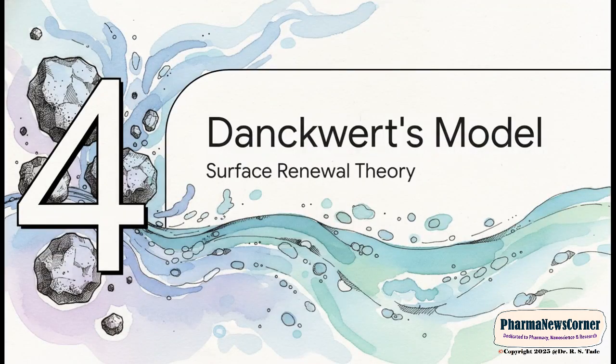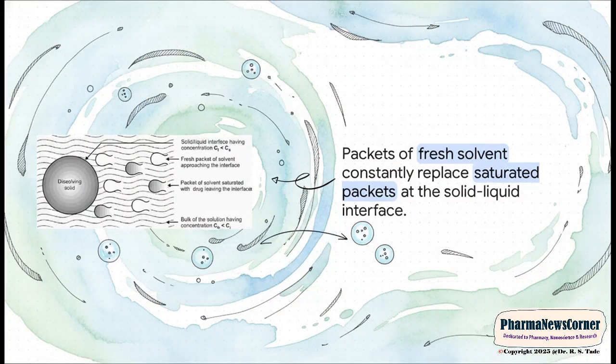Okay, so we have a model for a static layer and a model for a shrinking particle. But what if the whole interface is much more chaotic and dynamic? That brings us to our third idea, Danckwerts' model, also known as the surface renewal theory. This model wants you to picture something totally different. Forget a calm, stagnant layer.